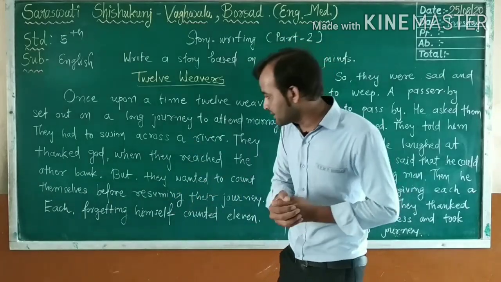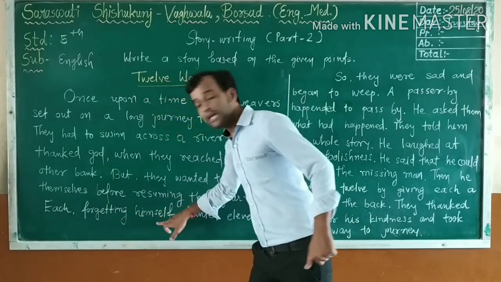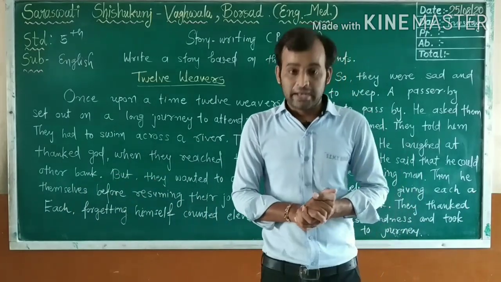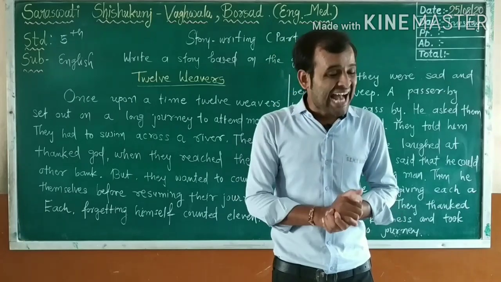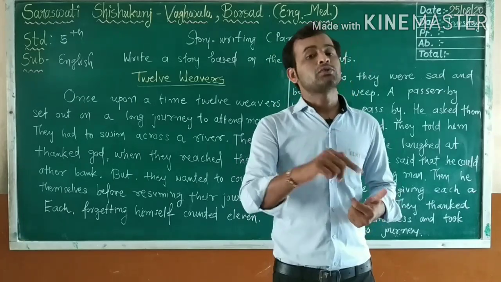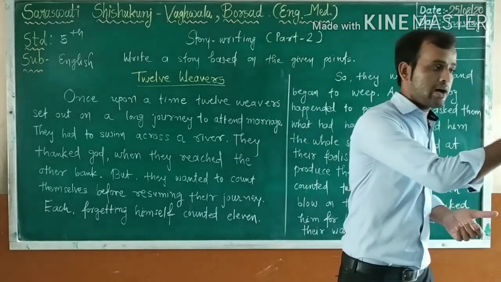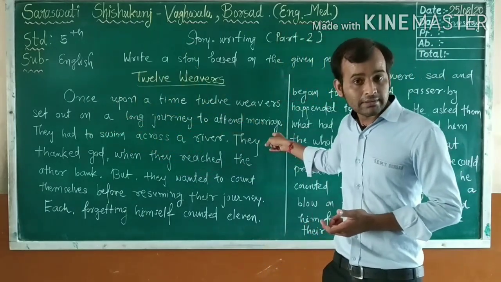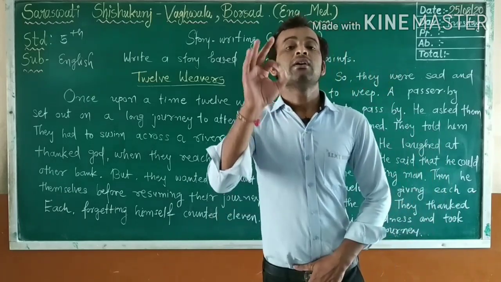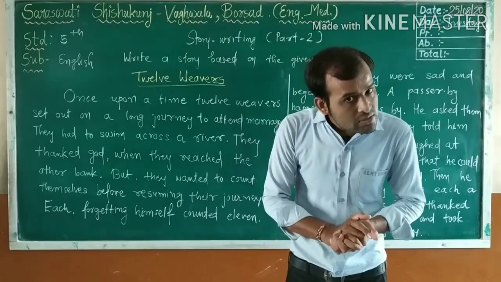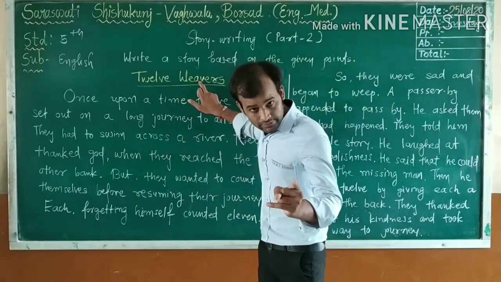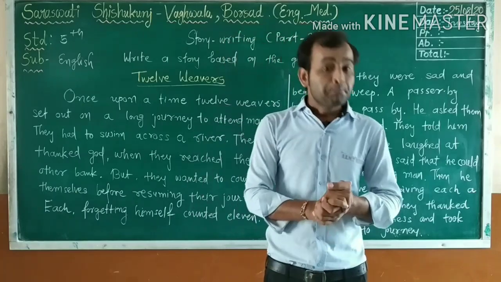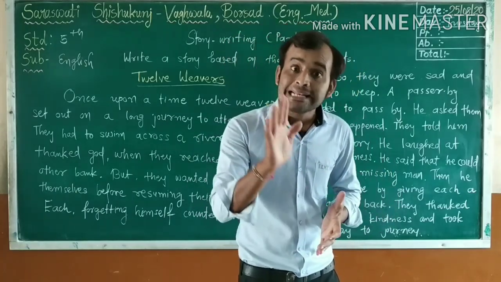Resuming means to start again. So each, forgetting himself, counted 11. All the 12 people, each person counts. But what happens? The person who counts forgets himself. Just for example, 1, 2, 3, 4, 5, 6, 7, 8, 9, 10, 11. The person who is counting forgets himself. That's why 11 weavers. They did this 3 times, but they counted only 11 weavers.